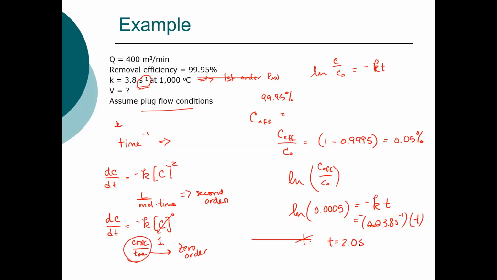How do I determine volume? So I have time. How do I determine volume? Flow rate times time is volume. So I have 400 meters cubed per minute, divided by 60 seconds per minute, times 2 seconds, and that is equal to 13.3 meters cubed. So I need an incinerator with a reaction volume of 13.3 cubic meters.